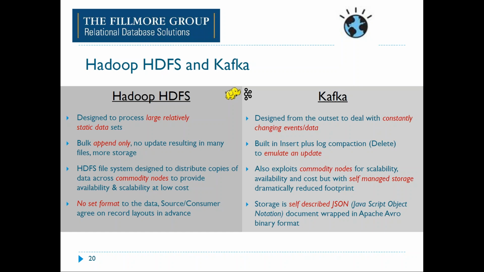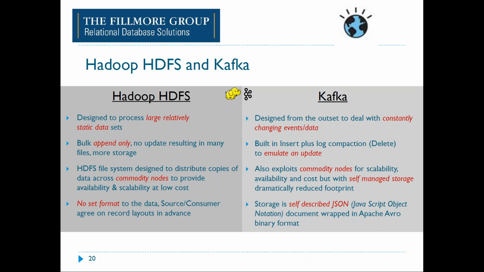Obviously, Hadoop existed before Kafka did. Both of them are Apache. In general, Hadoop is really designed, and here are some of the key differences, for relatively static data sets. Whereas Kafka is about streaming, constantly changing data and events.